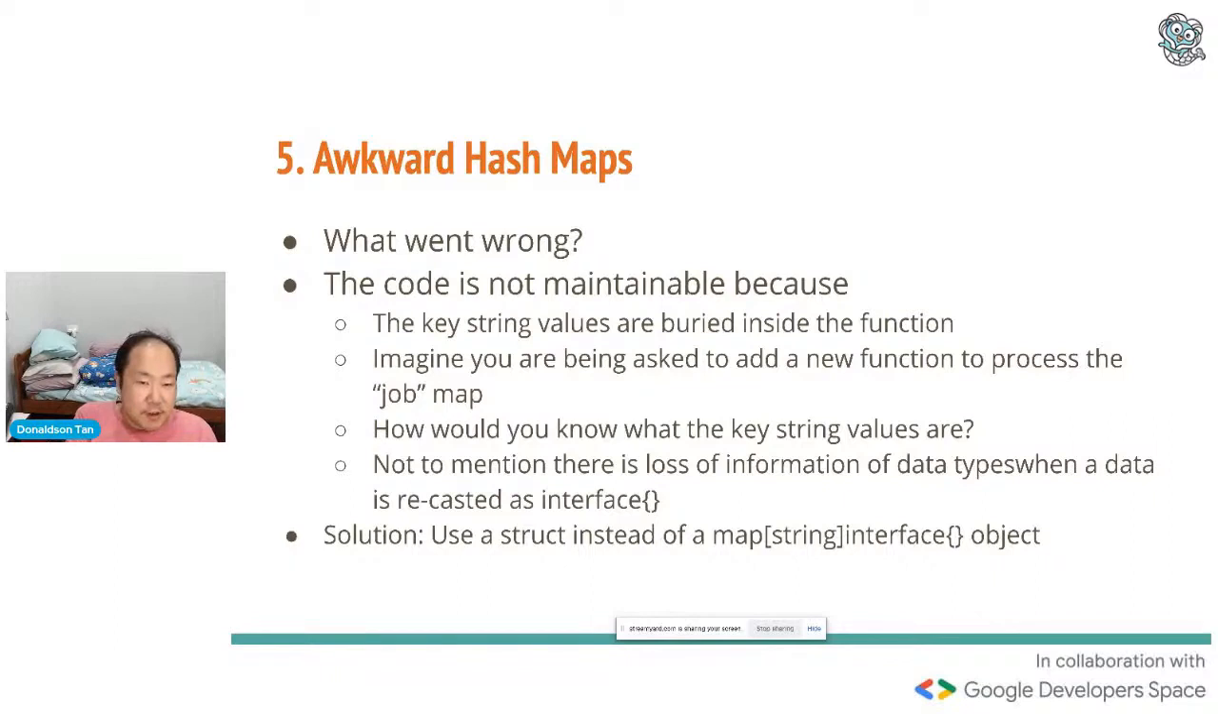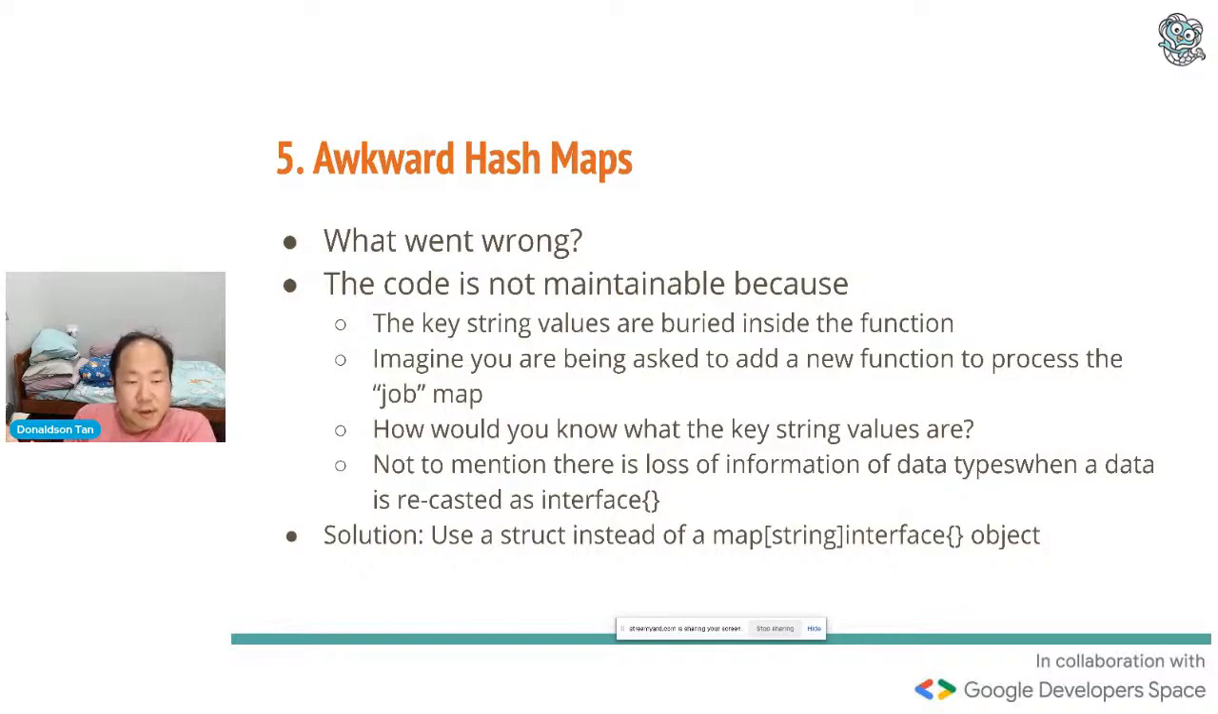Imagine you are asked to add a new function to process this job map. What will you do? As the developer, you have to deep dive into the code to find out what the actual key strings are, because you might only know them during runtime, or you might not know them at all. It will be very frustrating to work on. I would call such Go code not maintainable, because it's not easy to discover what these key string values are.